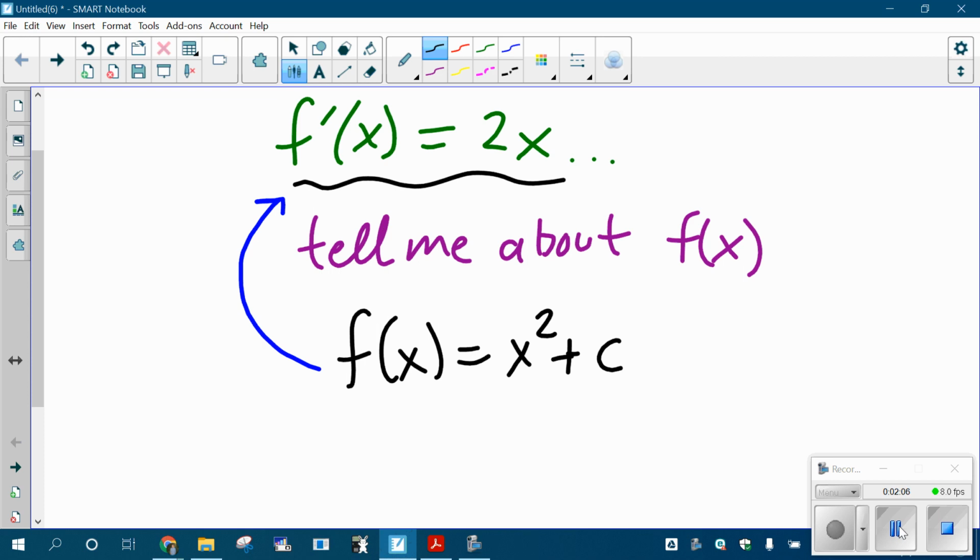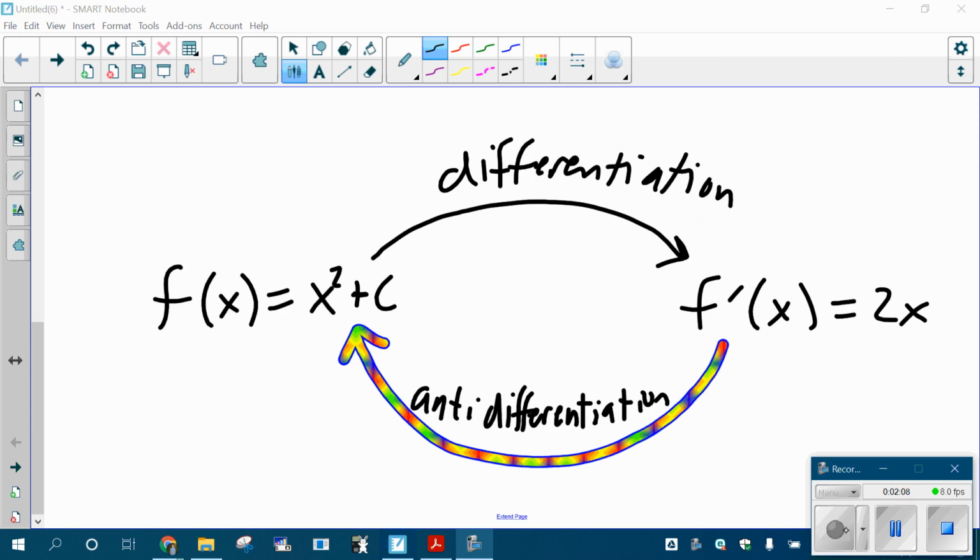Let me draw a better picture of this. Much better. All right, so if you have a function f of x, and you take the derivative of it, that is called differentiation. You get 2x if your function was of this form, x squared plus some number. Now when you go backwards, you have the derivative and you want to find the original function, we call that anti-differentiation. It's the opposite of differentiation.